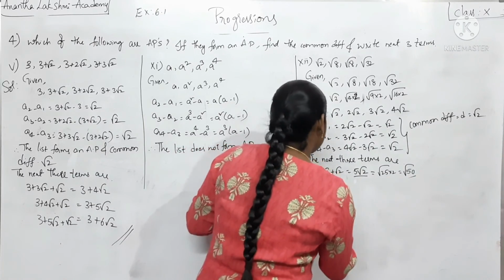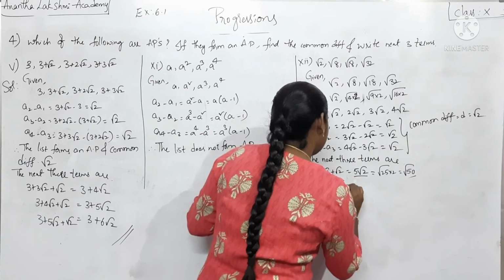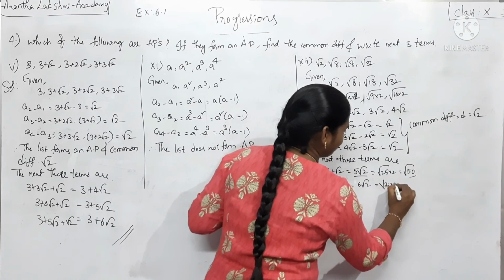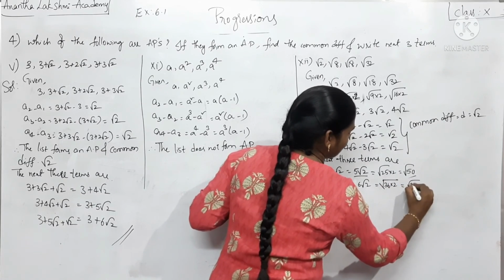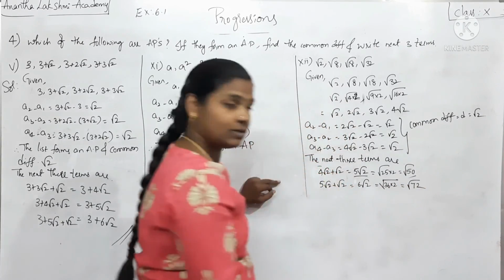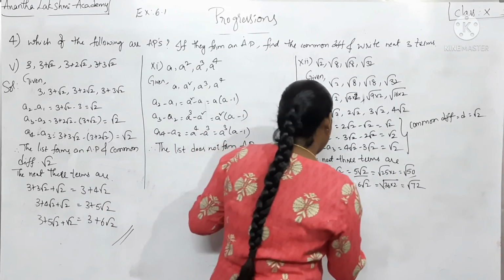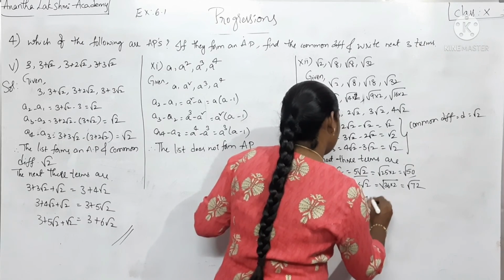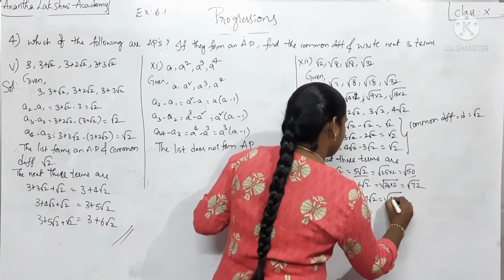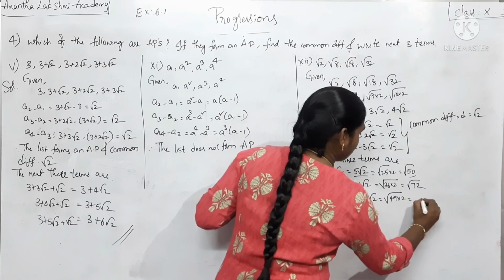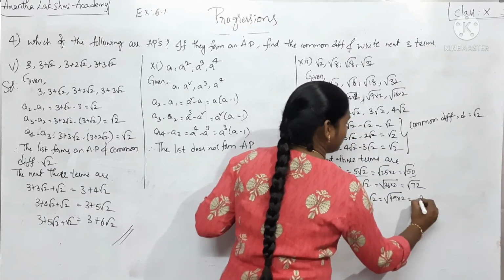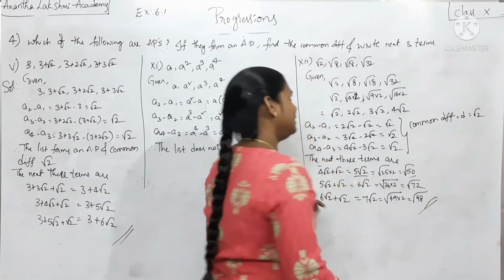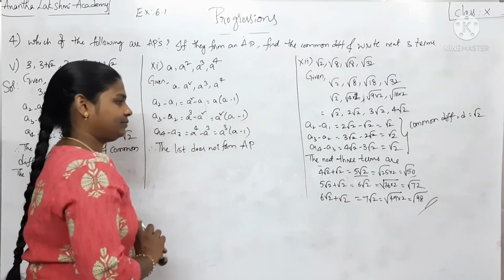Again, this becomes 5 root 2 plus root 2 is 6 root 2. 6 root 2 is root of 36 into 2, which is nothing but root 72. And this is again 6 root 2 plus root 2, which is 7 root 2. 7 sevens are 49 into 2, which is root 98. So these are the next three terms of the AP.